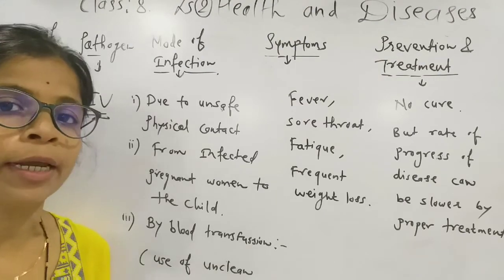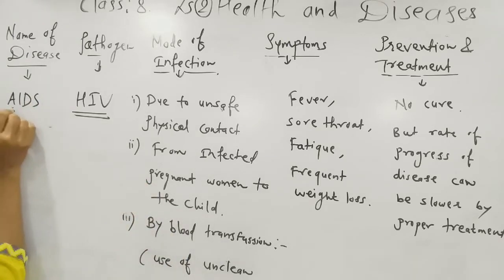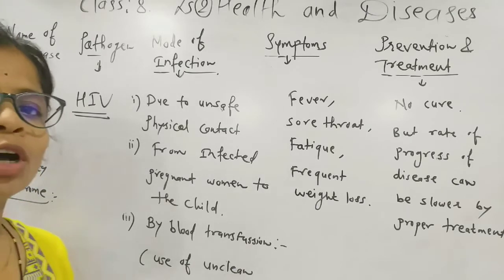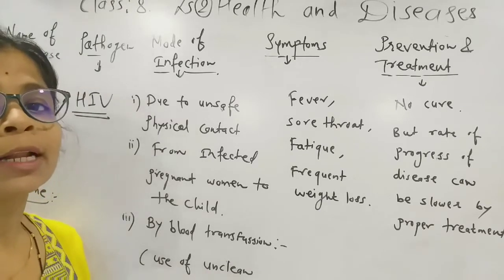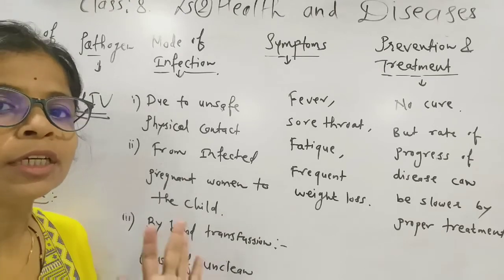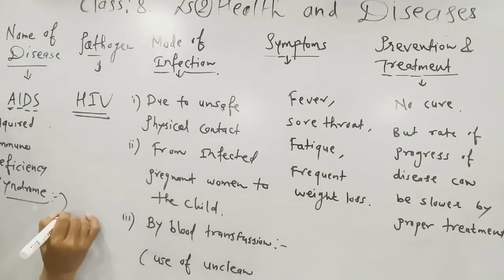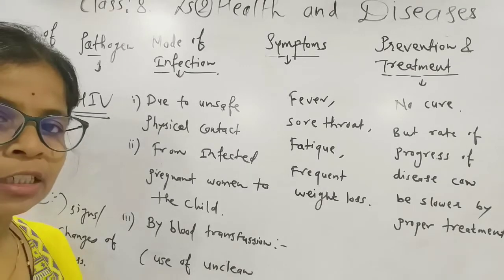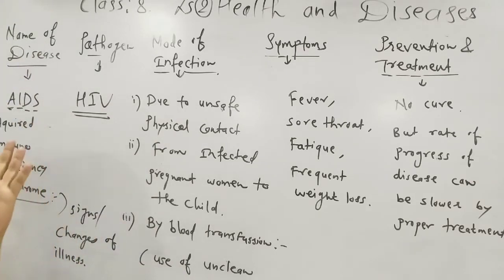Next infectious disease is AIDS. What is the long form of AIDS? A for acquired, I for immuno, D for deficiency, and S for syndrome. Now what is the meaning of syndrome? Syndromes are the signs or changes regarding a coming illness. When there is illness, we can count the signs of it. The same way is the meaning of syndrome.